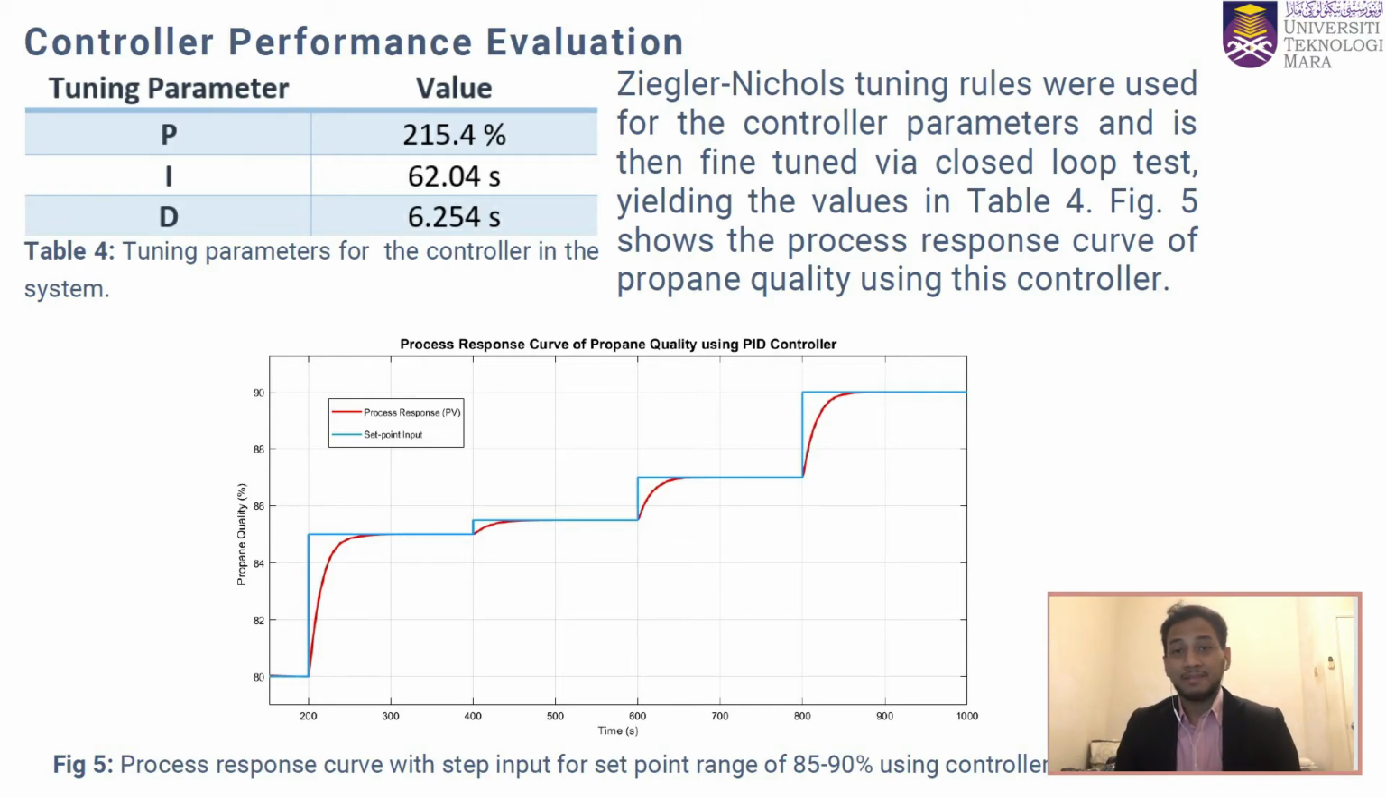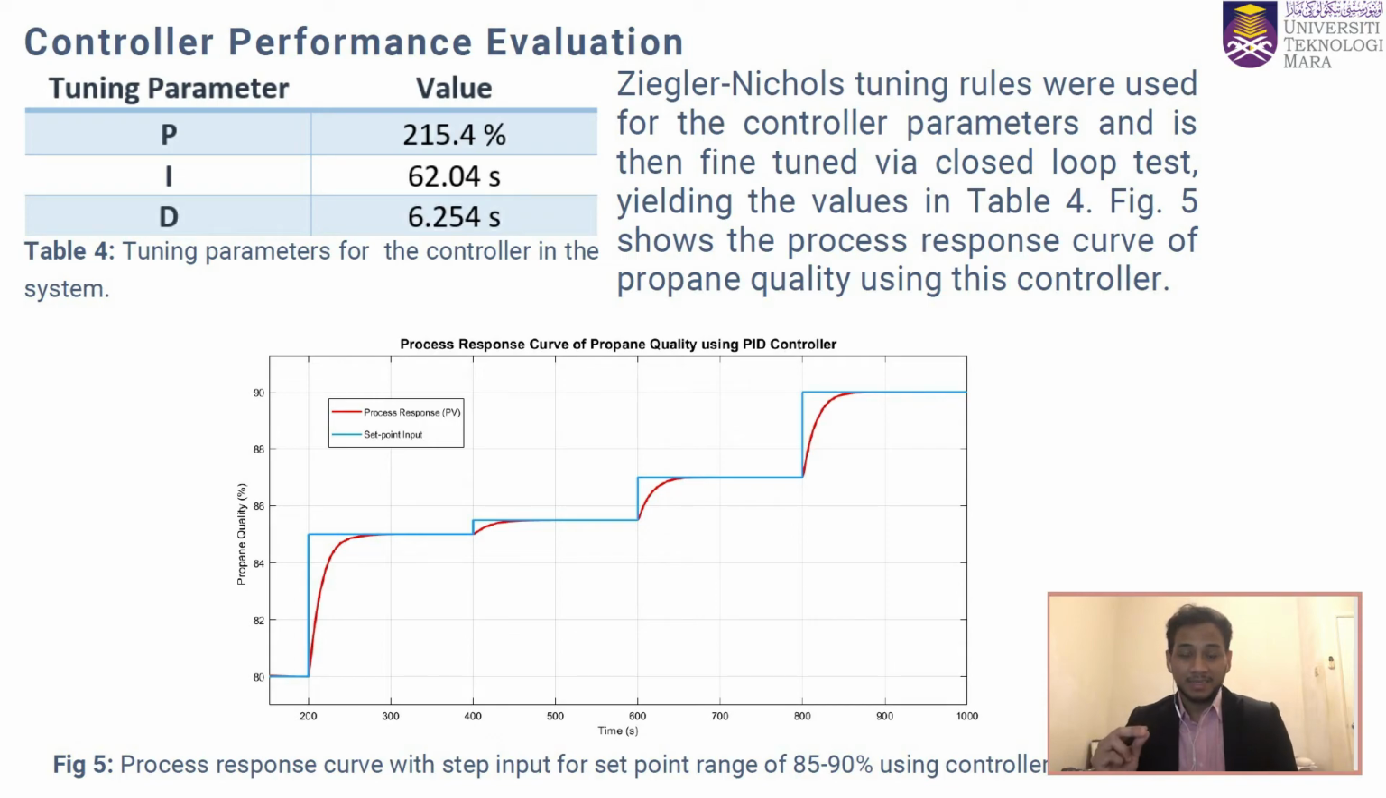The blue graph represents the step input, which was done every 200 seconds for the set point. And the red curve is the process response of the propane quality. It can be seen here that the red process curve, although it responds a bit slowly, does reach the steady state value in less than 100 seconds. This proves that the control system developed in figure 4, as well as the controller using these parameters and the transfer functions and the neural network estimator, are able to control the propane quality.